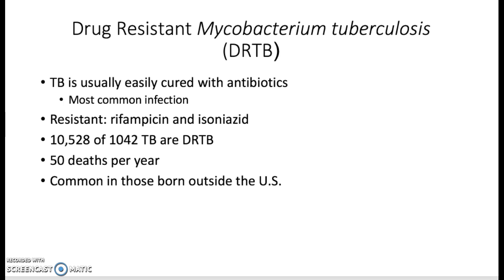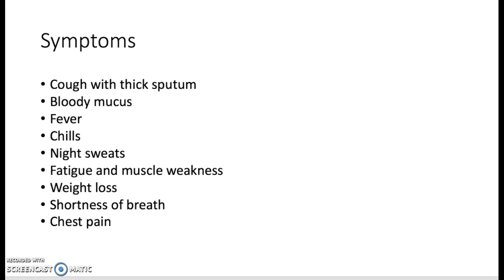People infected with DRTB are usually those who have been born outside of the United States. The symptoms of DRTB are actually no different from regular TB, which are cough with thick sputum, bloody mucus, fevers, chills, night sweats, fatigue, muscle weakness, weight loss, shortness of breath, and chest pain. To identify if the TB is drug resistant or not, the patient's sputum has to be collected and tested.